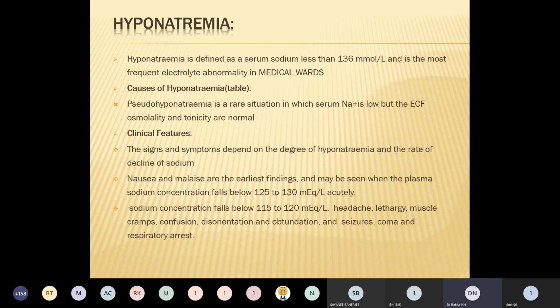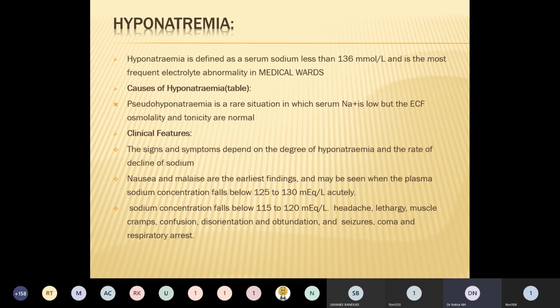So again, based on the duration of occurrence, hyponatremia can be classified into acute hyponatremia and chronic hyponatremia. Hyponatremia occurring over a period of 48 hours is acute hyponatremia, and more than 48 hours lasting is chronic hyponatremia. Why should we know this duration? It is mainly for the treatment part. Then there is another entity called pseudo hyponatremia, usually where sodium is less but the osmolality and tonicity of serum is normal.